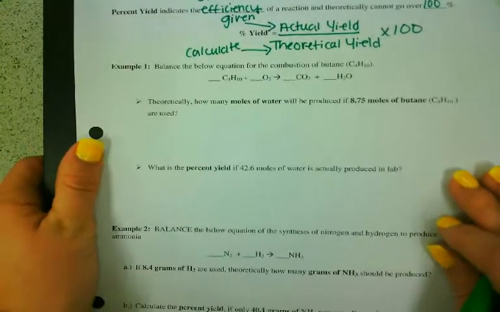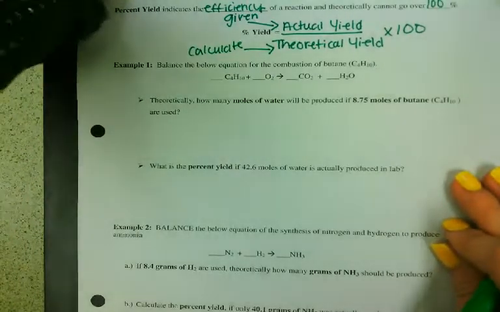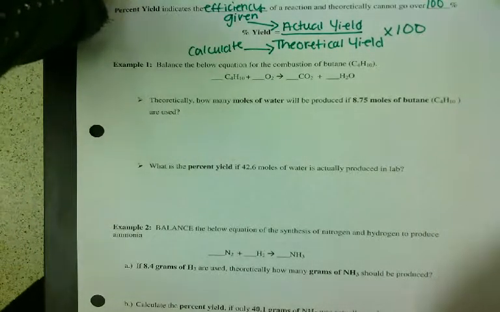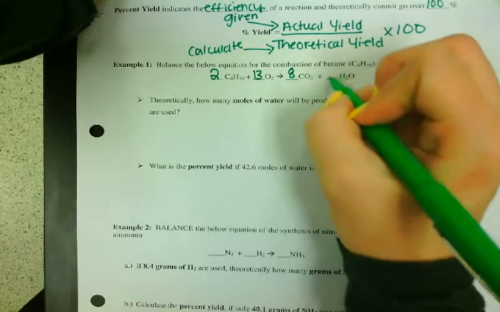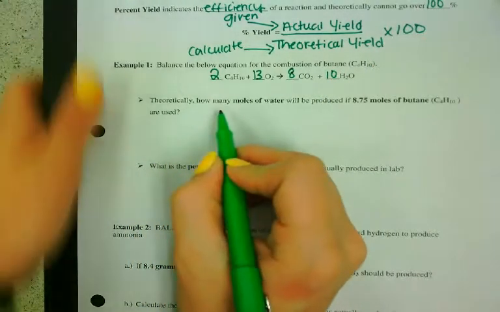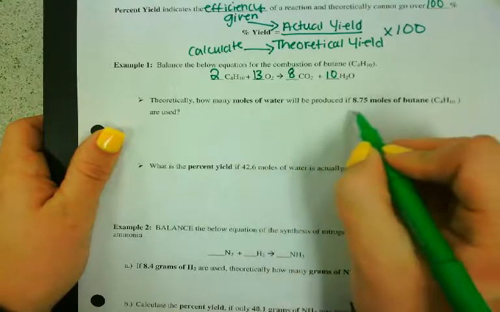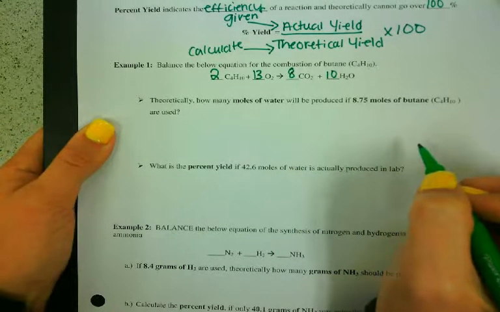Let's do an example problem. Balance the below equation for the combustion of butane. Pause this video and try to balance this yourself. You should have gotten 2, 13, 8, and 10. Theoretically, how many moles of water will be produced if 8.75 moles of butane are used?